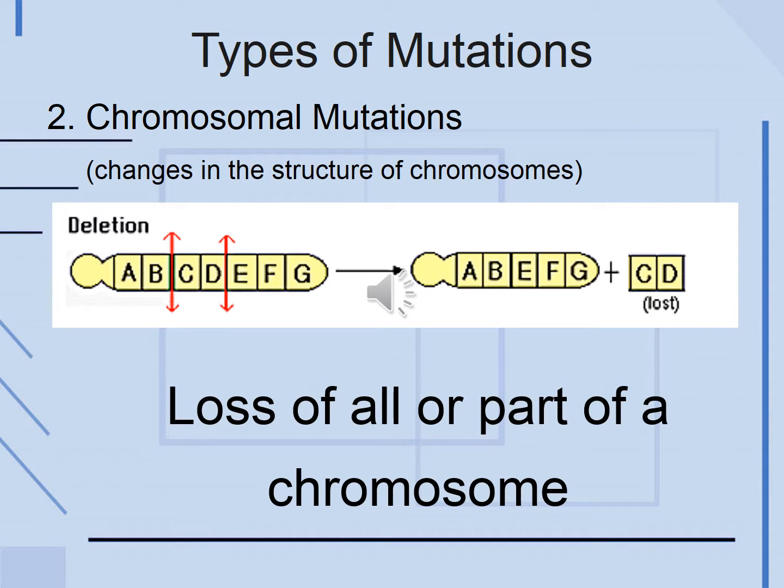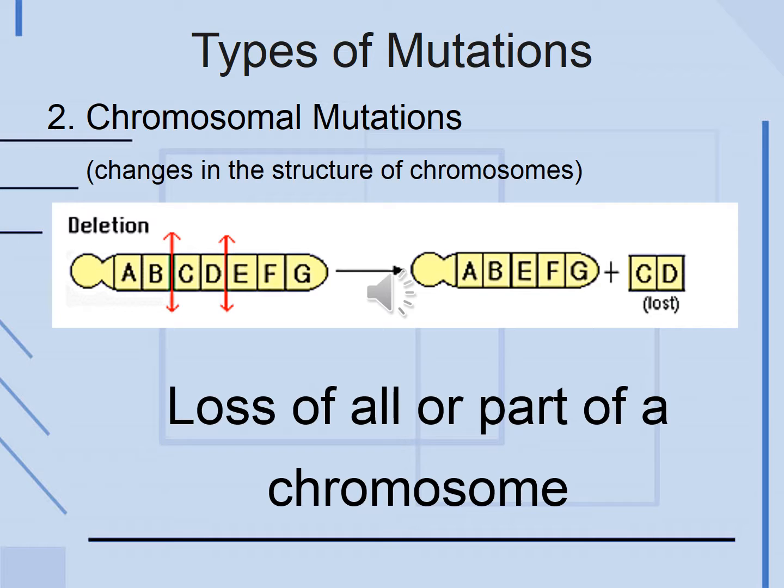Okay, so this whole time we've been talking about the types of point mutations. The second type of mutations that we see in nature are called chromosomal mutations, and these are always bad. Basically, you're changing the structure of the chromosome. So you can have deletions of parts of the chromosome. For example, let's say this chromosome is carrying genes A through G.